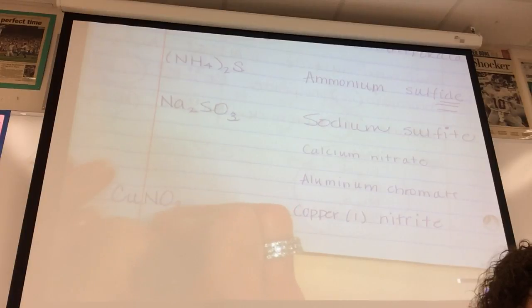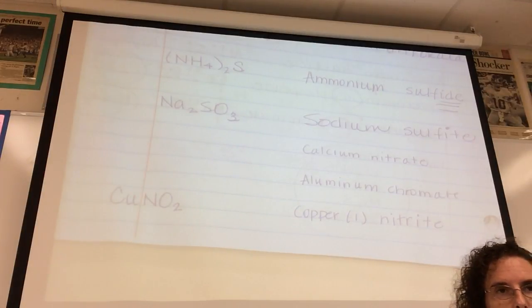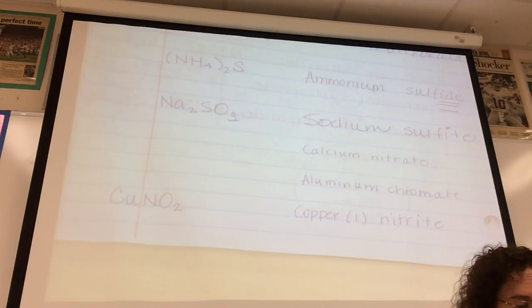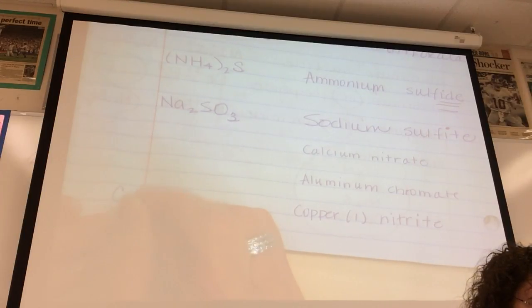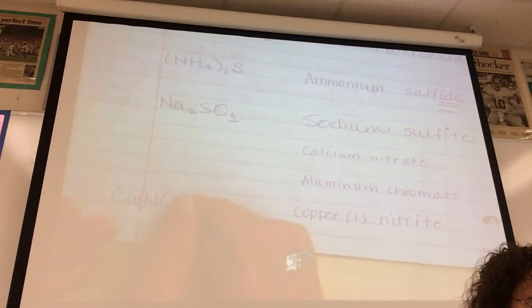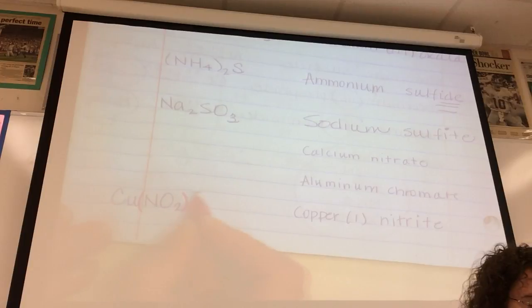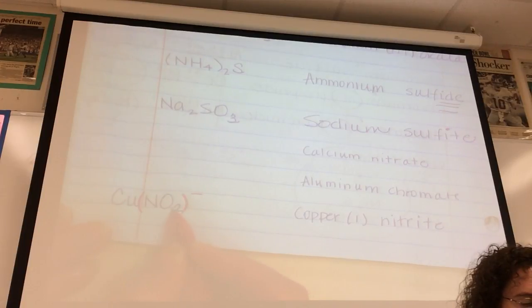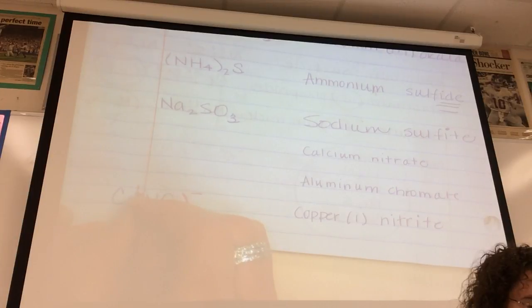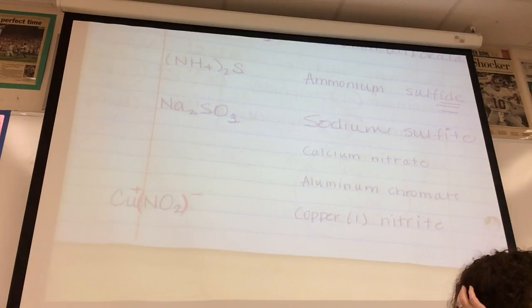When you're trying to figure out the charge and you have a polyatomic, put the polyatomic in parentheses. What's the charge on nitrite ion? Minus 1. The 2's inside, you don't count that. 1 times 1 makes copper 1 plus. We can do another one of those.